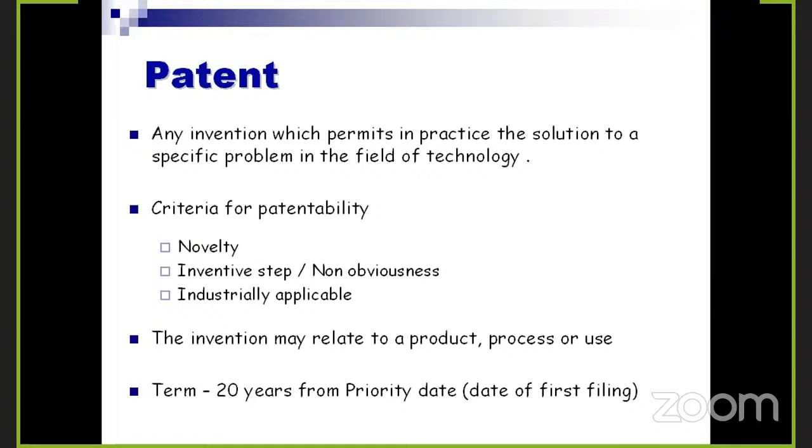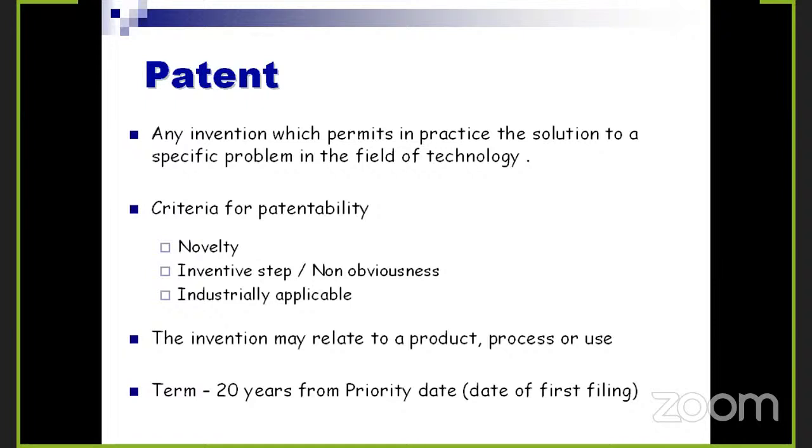Whenever anybody is working on a certain project and doing some research, he needs to question himself on these three criteria. Is my invention novel? Is it inventive, and does it have any industrial application or not? Now we will be discussing each of these in slightly greater detail.